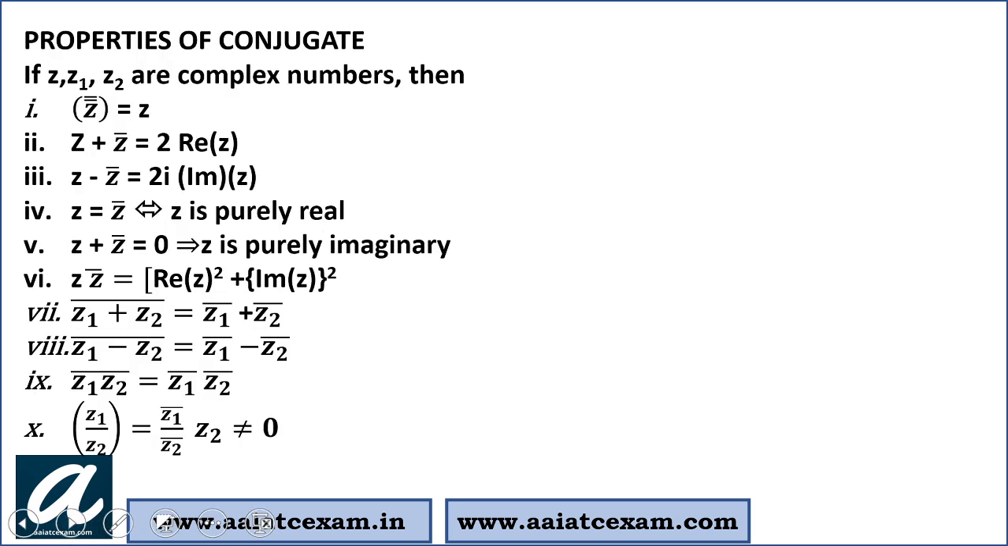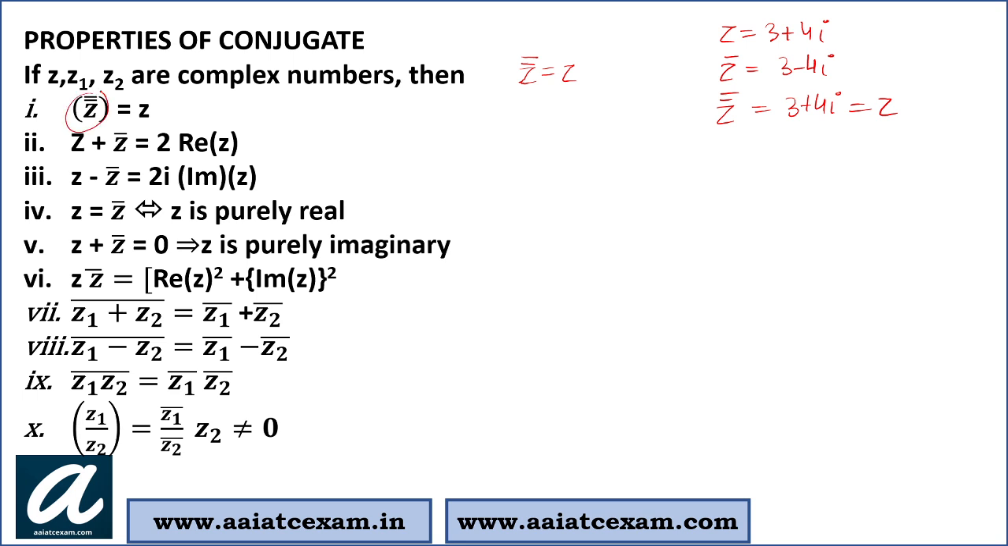Now students, what are the properties of the conjugate? The very first property is that the conjugate of a conjugate is always equal to the same number. Consider the question is 3 plus 4 iota. If I am writing the conjugate, it will be 3 minus 4 iota. But what will be the conjugate of a conjugate? It will be 3 plus 4 iota again. So can I say this is equal to z?